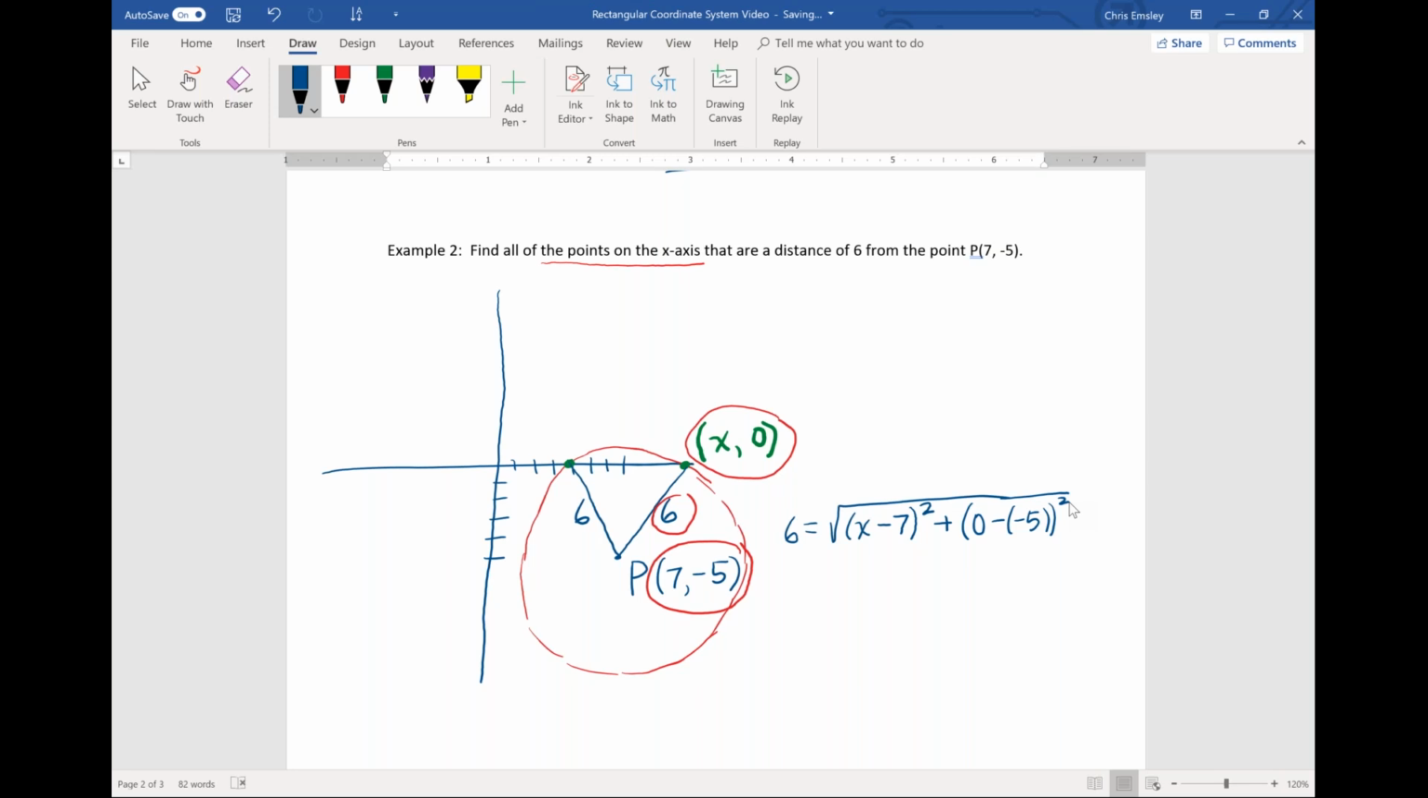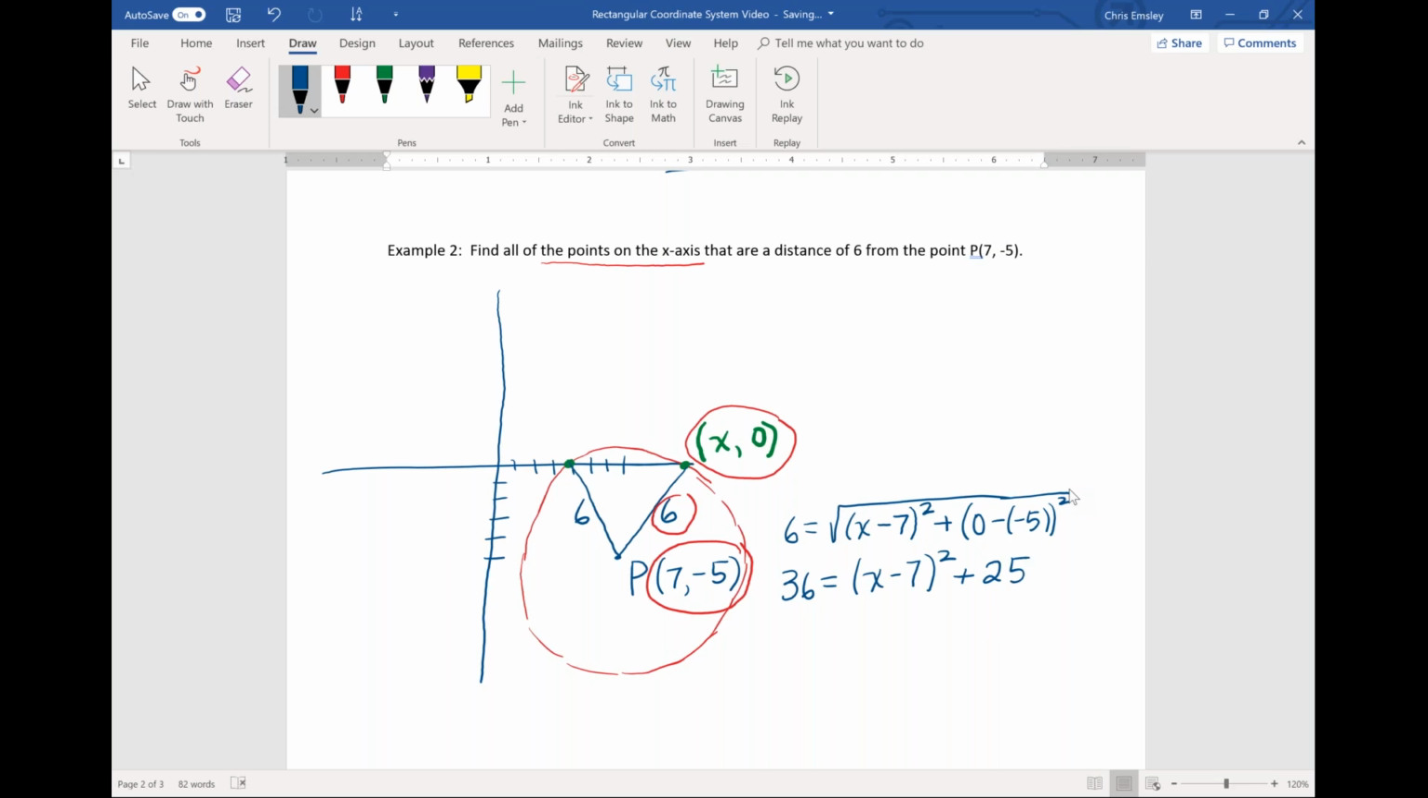So the first thing we might want to do is get rid of this big old radical on the right. We can remove a radical from an equation by squaring both sides. So if we square the left, we get 36. If we square the right, that just cancels out that radical. I'm also going to simplify this second term here, negative 5. Those 2 minuses cancel each other out. We get 5 squared, which is just 25.